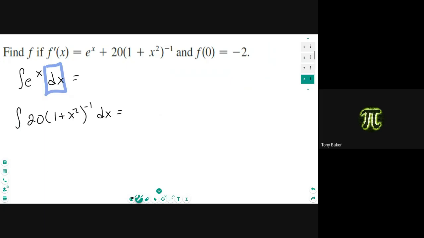So what's the integral of e to the x? Just e to the x. All right, so what's the integral of this? We can pull the 20 out. So I can rewrite this as 20 times the integral of (1 plus x squared) to the negative 1 dx.